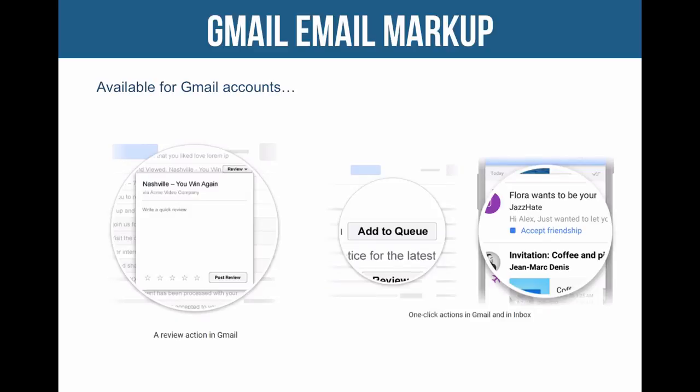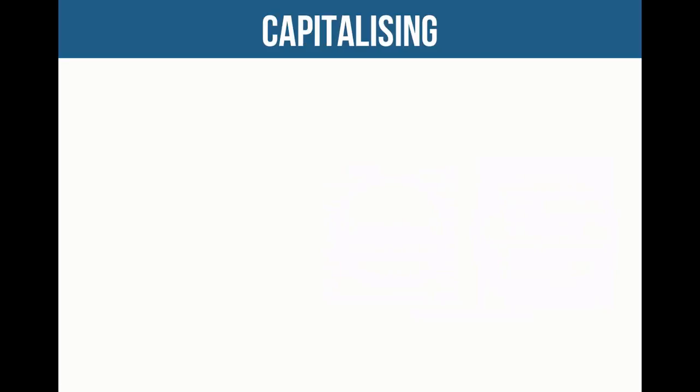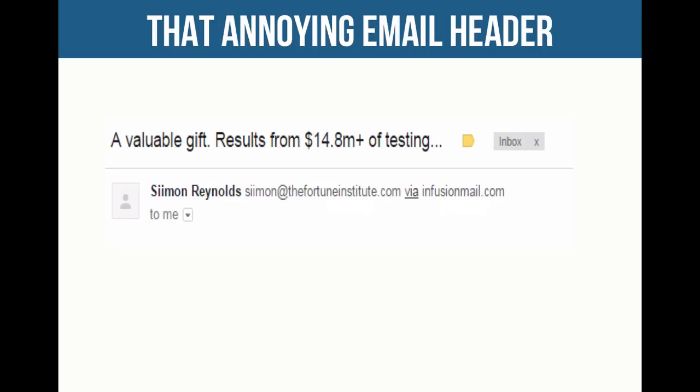There are some other interesting Gmail email markup features available as well, which will work when you send to a Gmail account. Capitalizing, just a bit of a bugbear, is that when someone fills in an opt-in form, they use lowercase, but when you send out email, it's really nice to capitalize. Very, very easy to do. The other thing is that annoying email header, which is when you send an email out, it has this "via", which makes it look like a promotional email. So that's something which we can remove, so it just has your branding.